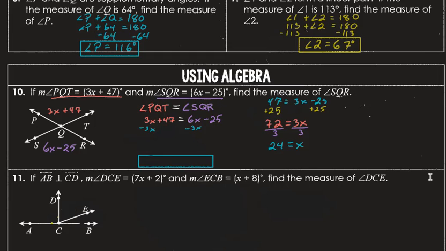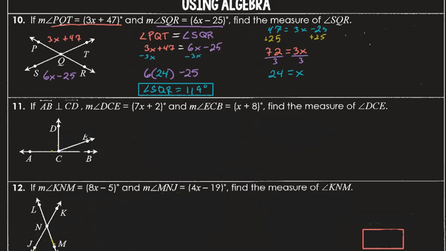The question asks us to find the measure of SQR. Here we only have the value of x. So we need to substitute 24 back in for x for the expression of SQR. So 6 times 24 minus 25 to find our answer. SQR is equal to 119 degrees.